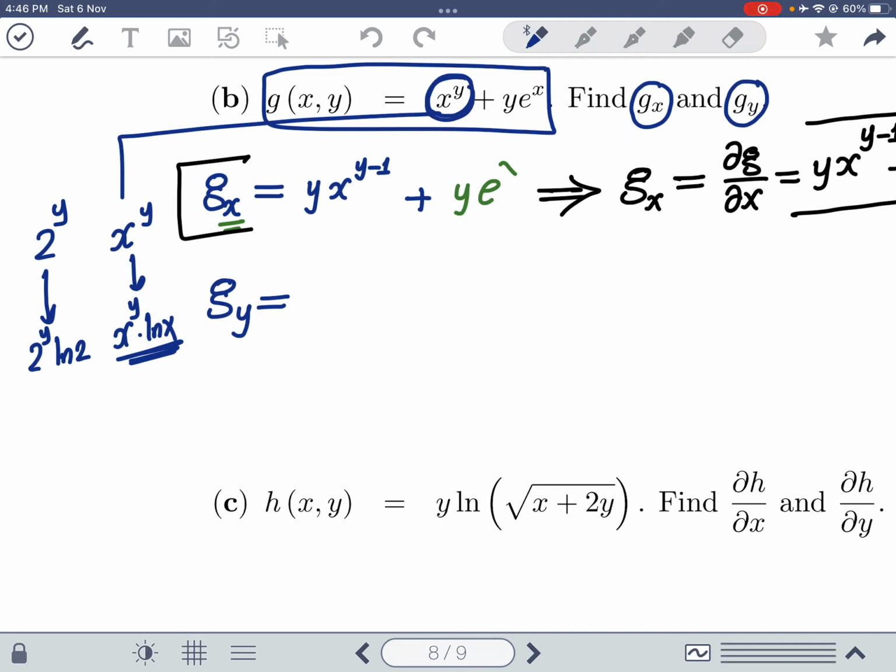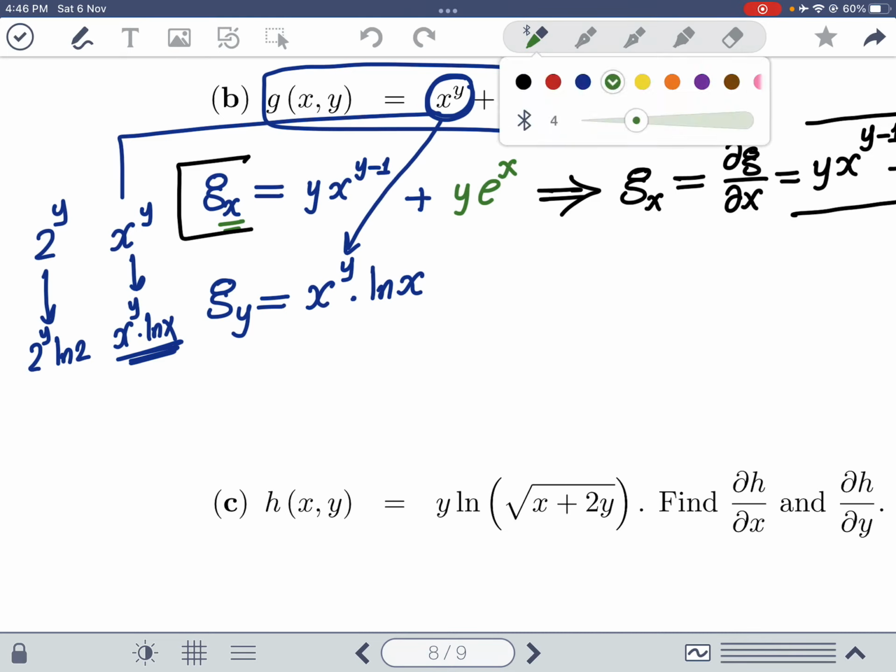So x to the power y with respect to y, the derivative is the same because it's an exponential function. So it's x to the y times ln of the constant here, which is x. Because when you take the derivative with respect to y, it thinks of x as a constant, just like number 1 or number 2. Okay, and so that is the beginning.